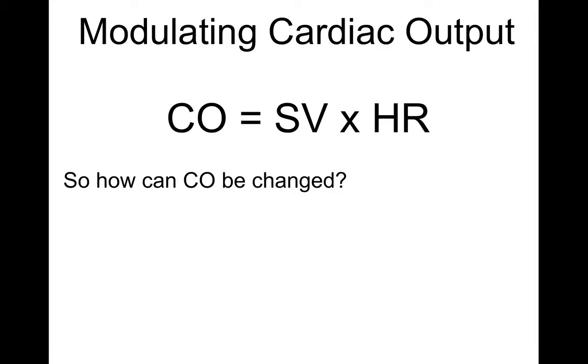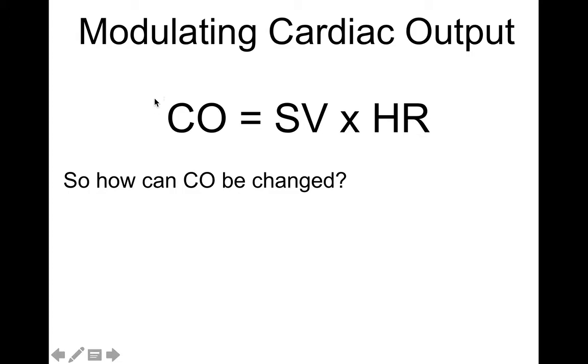Now let's talk about ways we can modulate cardiac output. So remember, cardiac output is referring to the total amount of blood being pumped by the heart per minute. And the equation we use to calculate cardiac output is stroke volume, which is the amount of blood being pumped per heartbeat, times heart rate, which is the amount of beats per minute. So how can we modulate cardiac output?